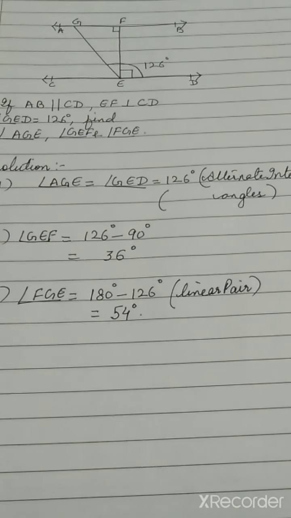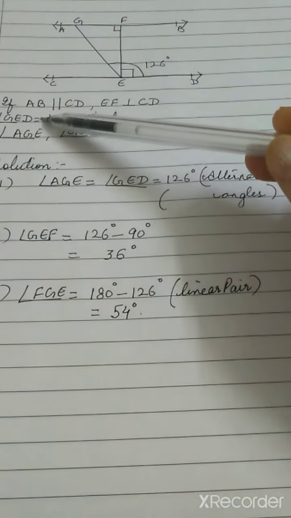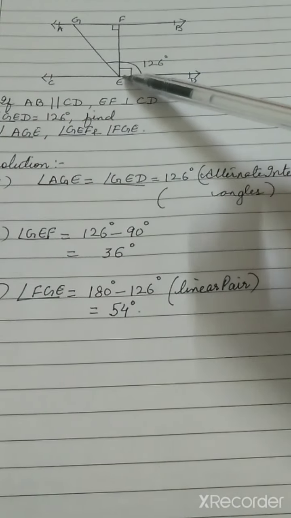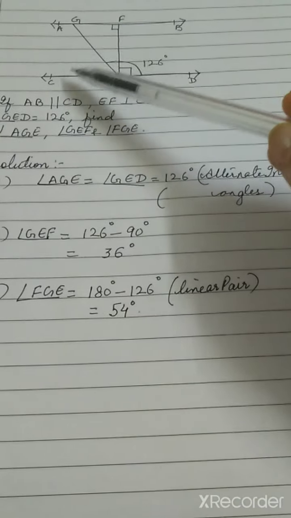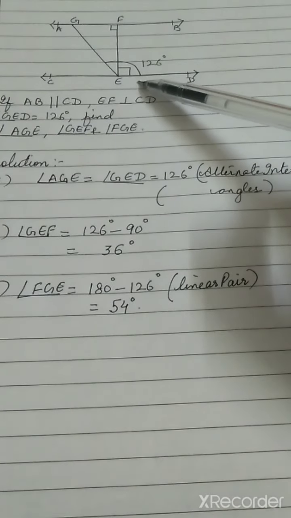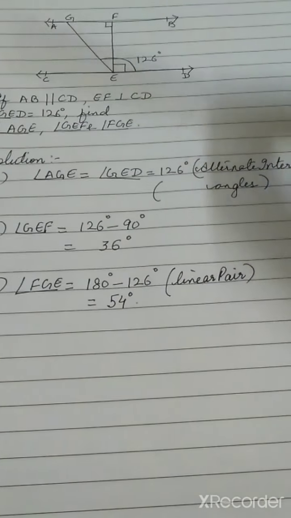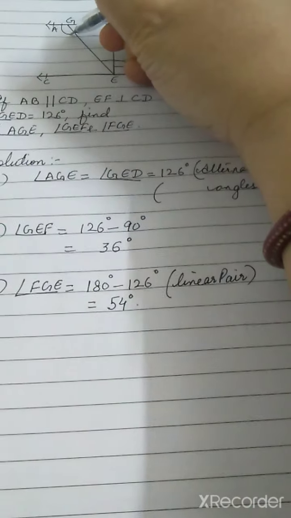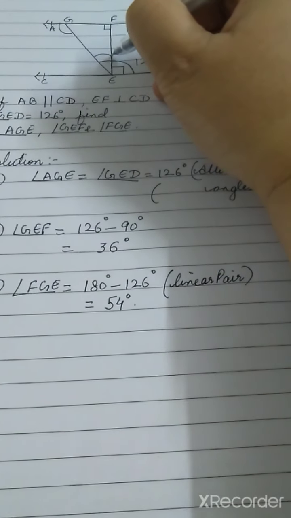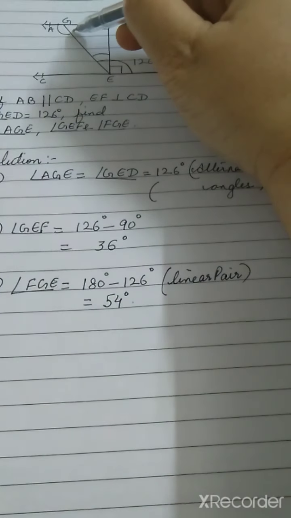Now we come to the third question. It is given that AB is parallel to CD and EF is perpendicular to CD, and you are given that angle GED is equal to 126 degree. You have to find angle AGE, that is this angle. Then you have to find angle GEF, that is this angle, and angle FGE, that is this angle.